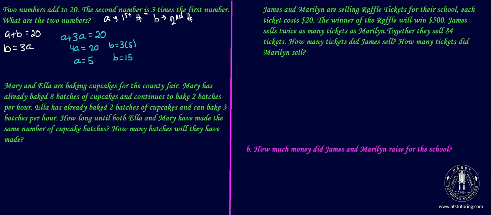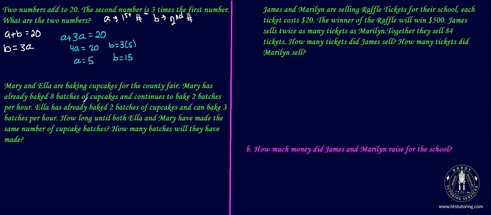All right, let's look at the next problem. Mary and Ella are baking cupcakes for the county fair. Mary has already baked 8 batches of cupcakes and continues to bake 2 batches per hour. Ella has already baked 2 batches of cupcakes and can bake 3 batches per hour. How long until both Ella and Mary have made the same number of cupcake batches? How many batches will they have made?